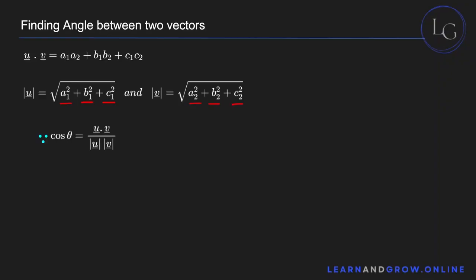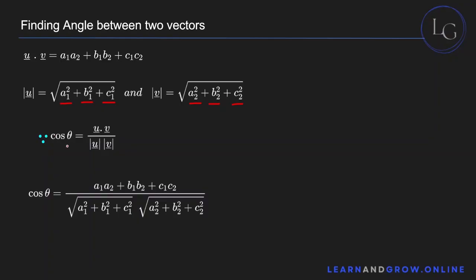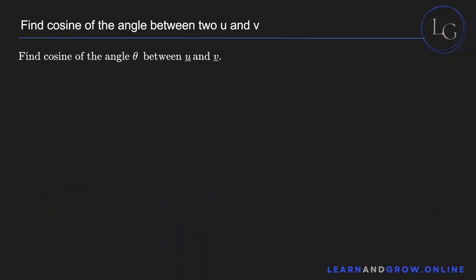This is a really simple procedure. So once you join them all up, you can see that cosine theta is equal to u dot v, which is a1 a2 plus b1 b2 plus c1 c2, divided by the magnitude of u into the magnitude of v, which is this. This is the magnitude of u, and this is the magnitude of v. And then you can take the cosine inverse to find theta, the angle between u and v.